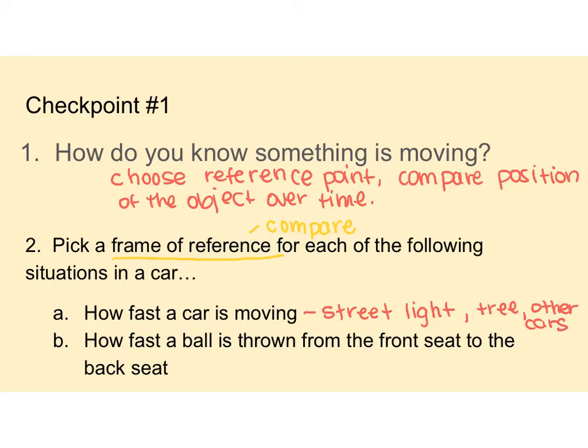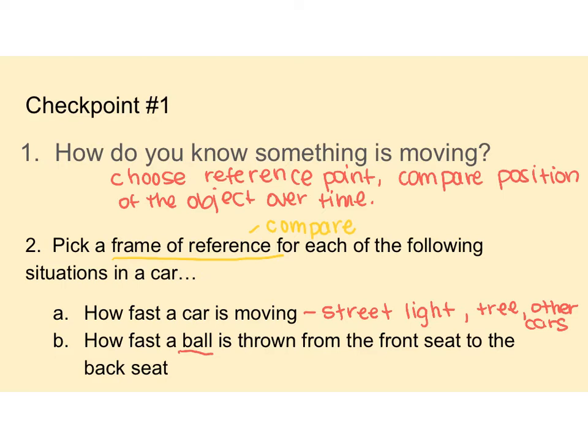And then if I want to know how fast a ball is being thrown from the front seat to the back seat, so now I'm in the car, I probably don't want to choose something that's outside the car because I'm assuming we're probably driving. And so it's not going to be helpful if I look at the trees zooming by. That's not going to tell me how fast the ball is inside the car.